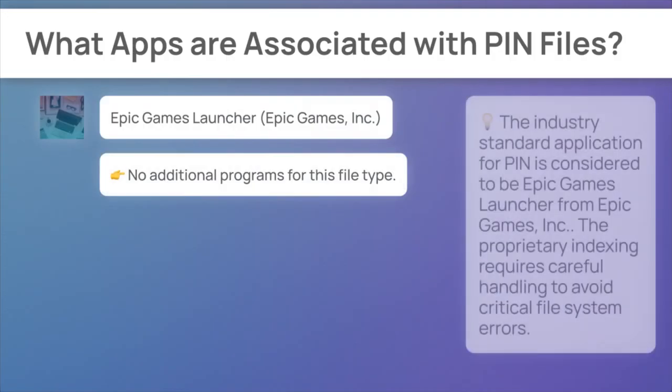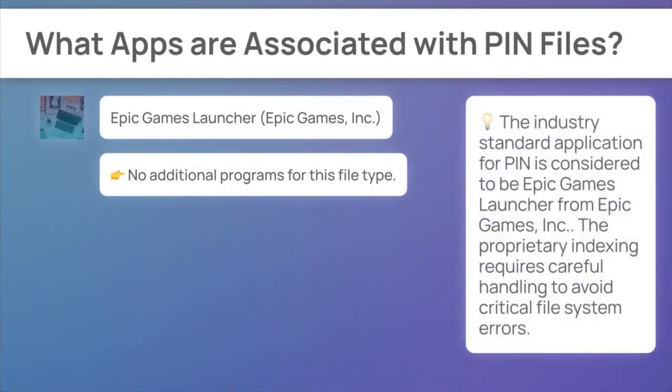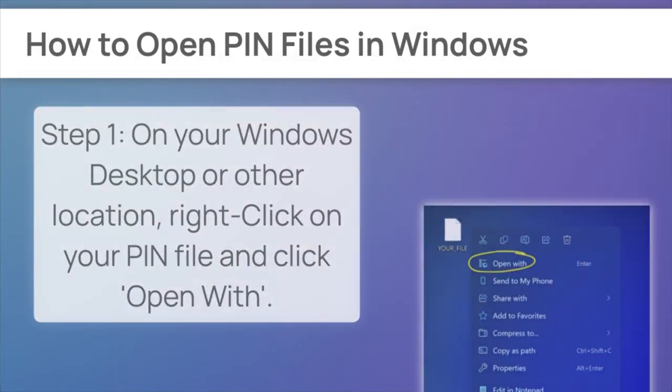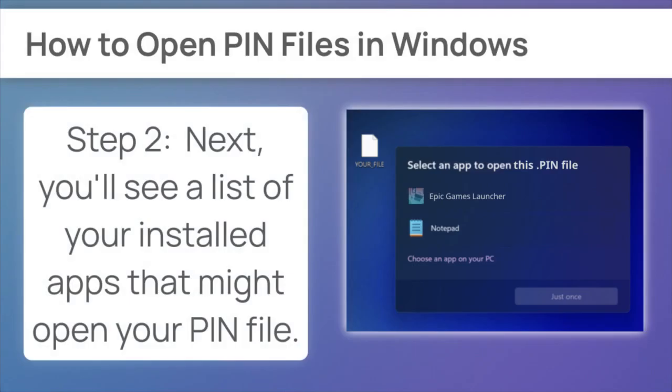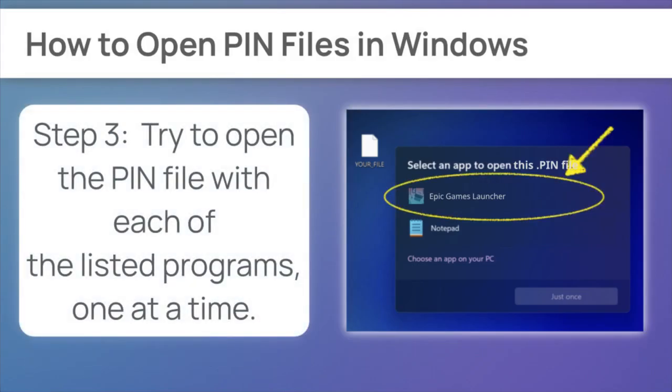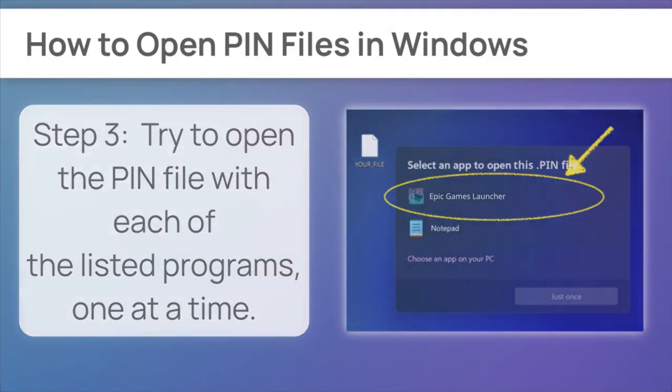The file requires specific permissions and handlers that Windows does not easily configure. Windows shows the text but not the implications, so understanding changes is essential. Your key initial action: right-click the PIN file and select Open With. If Epic Games Launcher is installed, use it. If not, choose another program. Continue testing until the PIN file opens.